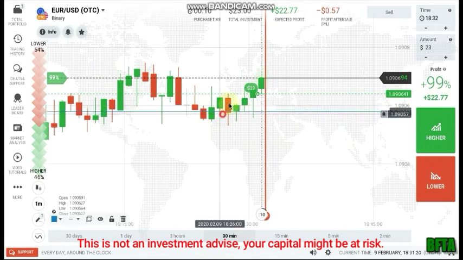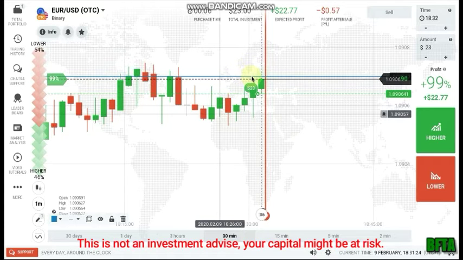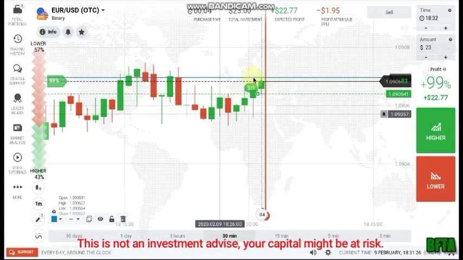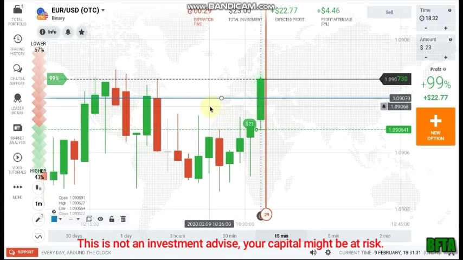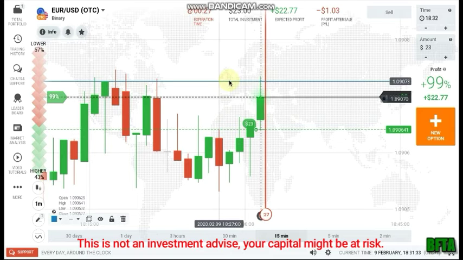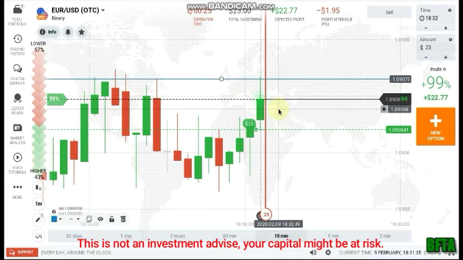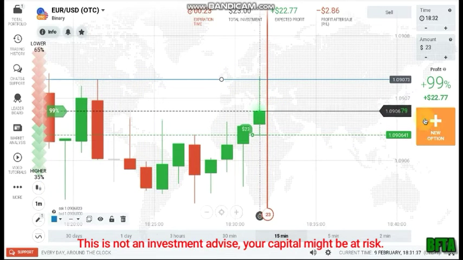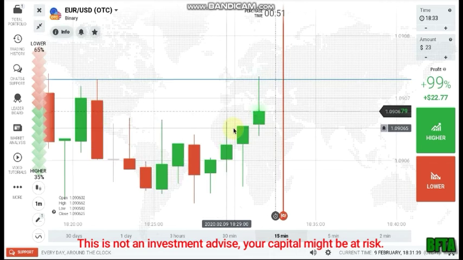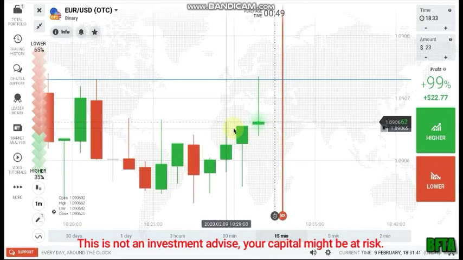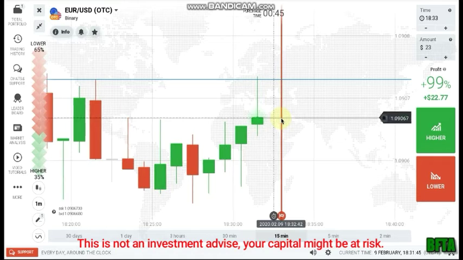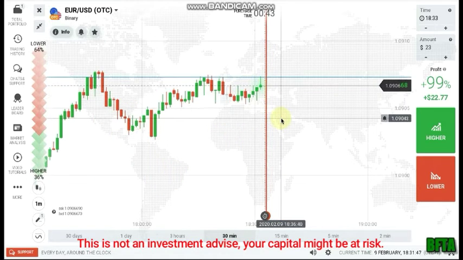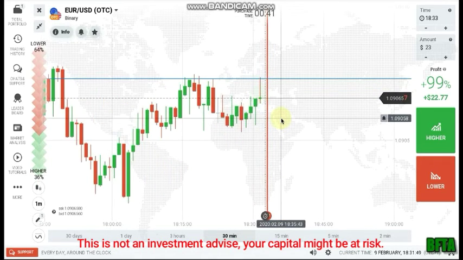Okay, and the next seller's area is here. Next seller's area is right here. Okay, it's a strong bullish candle. I will shift it to this level. Okay. And I can see a strong rejection. Okay, a strong seller's area.